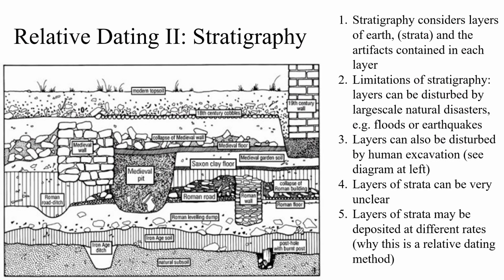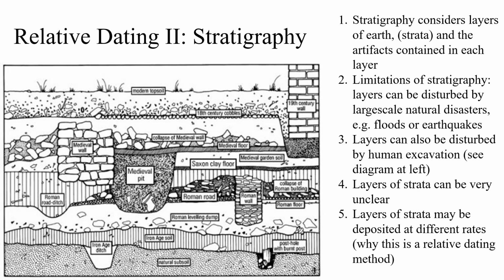Now we'll discuss another relative dating method used by archaeologists called stratigraphy. Stratigraphy considers layers of earth, known as strata, and the artifacts contained in each layer. Stratigraphy assumes that artifacts in higher layers are more recent than those found in lower layers. There are, however, some limitations to stratigraphy.